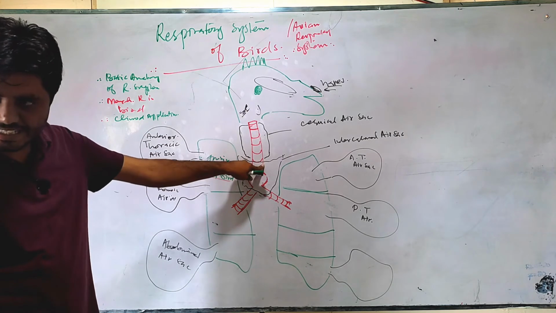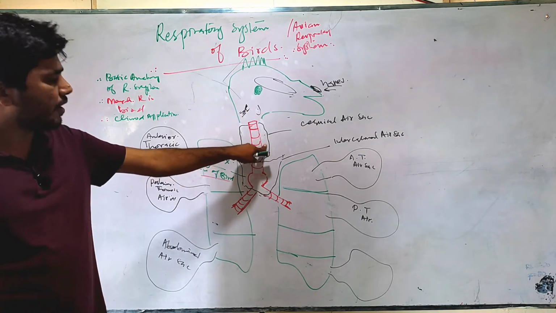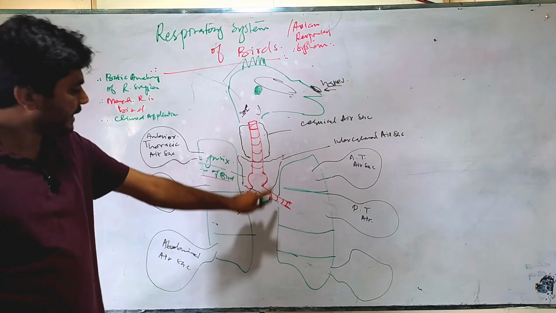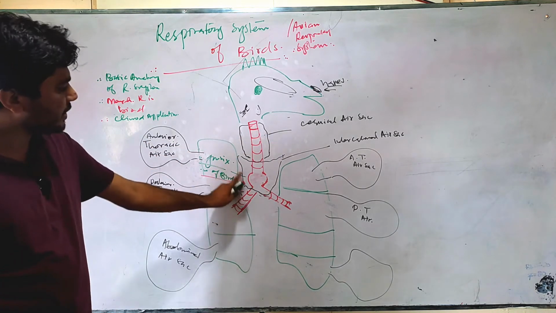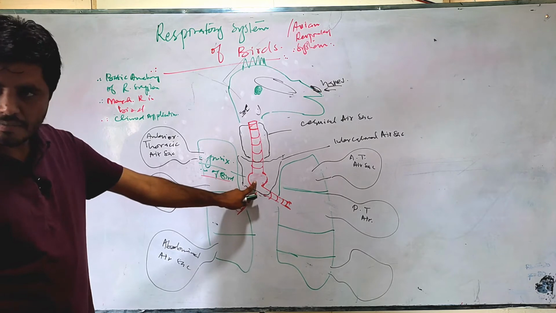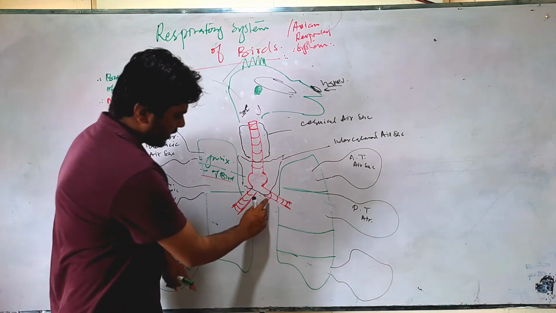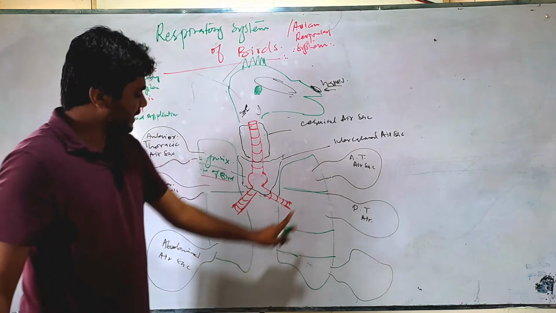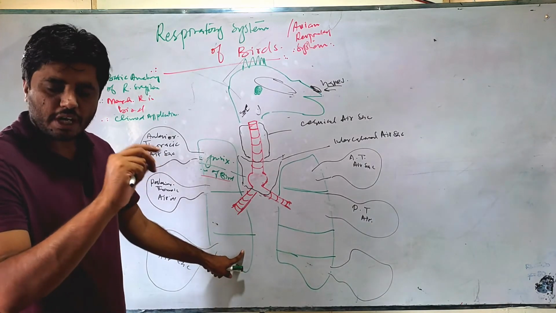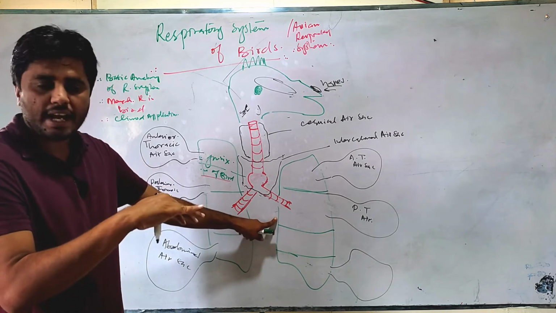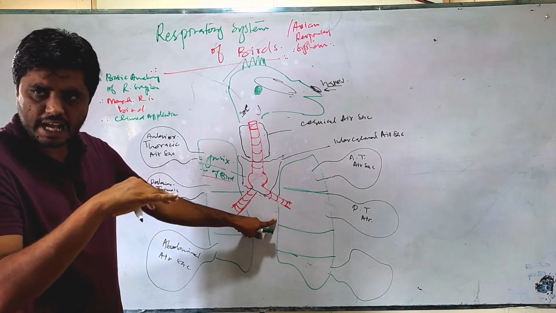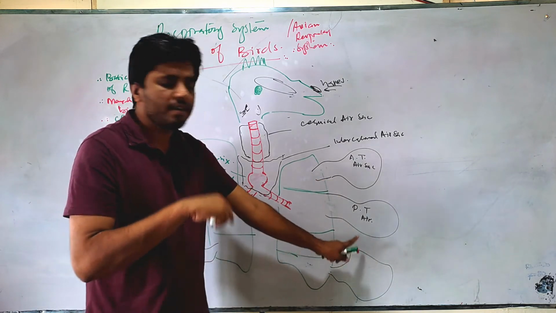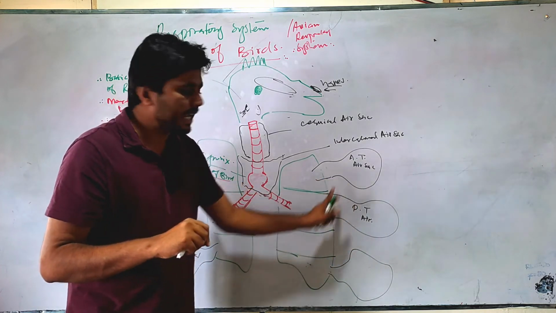Then we have the trachea, which is also different compared to mammalian species. We have complete rings of cartilage. Then we have the syrinx, the voice box, which is the voice organ for birds. Then this divides into primary bronchi, and then we have the lungs. Lungs do not expand, and they are fixed in the bony structure, and they have associated membranous sacs, which we call air sacs.